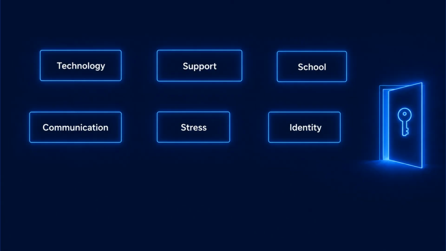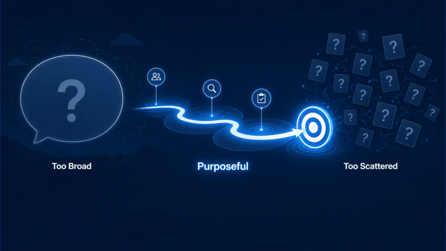A weak layer map usually sounds like a topic outline. It uses broad labels without action or meaning: technology, support, school, communication, stress, identity. Those words may be starting points, but they need to be opened into experience. Finding experiential layers is not about making the interview longer. It is about making the interview more purposeful. Layers help you avoid both extremes: asking one question that is too broad or asking many questions that do not build toward the research question.